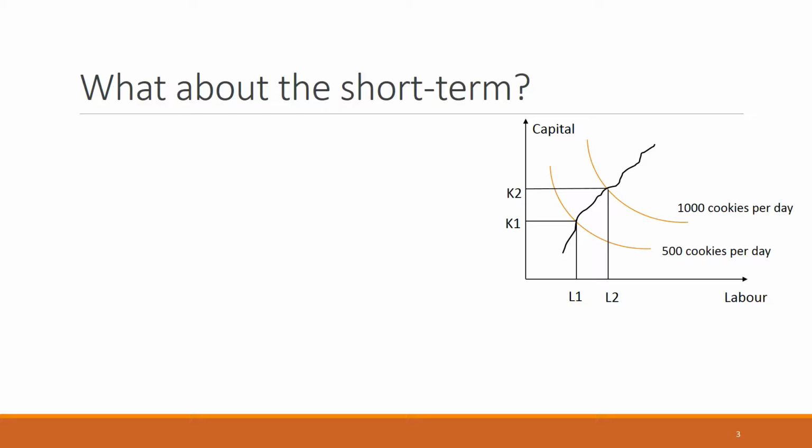What about the short term? Let's start off with a contrast by reminding ourselves of the long term. And this we looked at in the last lesson. We had 2 axes, and we looked at 2 factors of production, labor and capital. We are able to vary both, as shown by the increase from capital 1 to capital 2 and labor 1 to labor 2. And then we were able to say, well, a firm may want to move from production of 500 cookies per day along this isoquant to a new isoquant of 1,000 cookies per day.